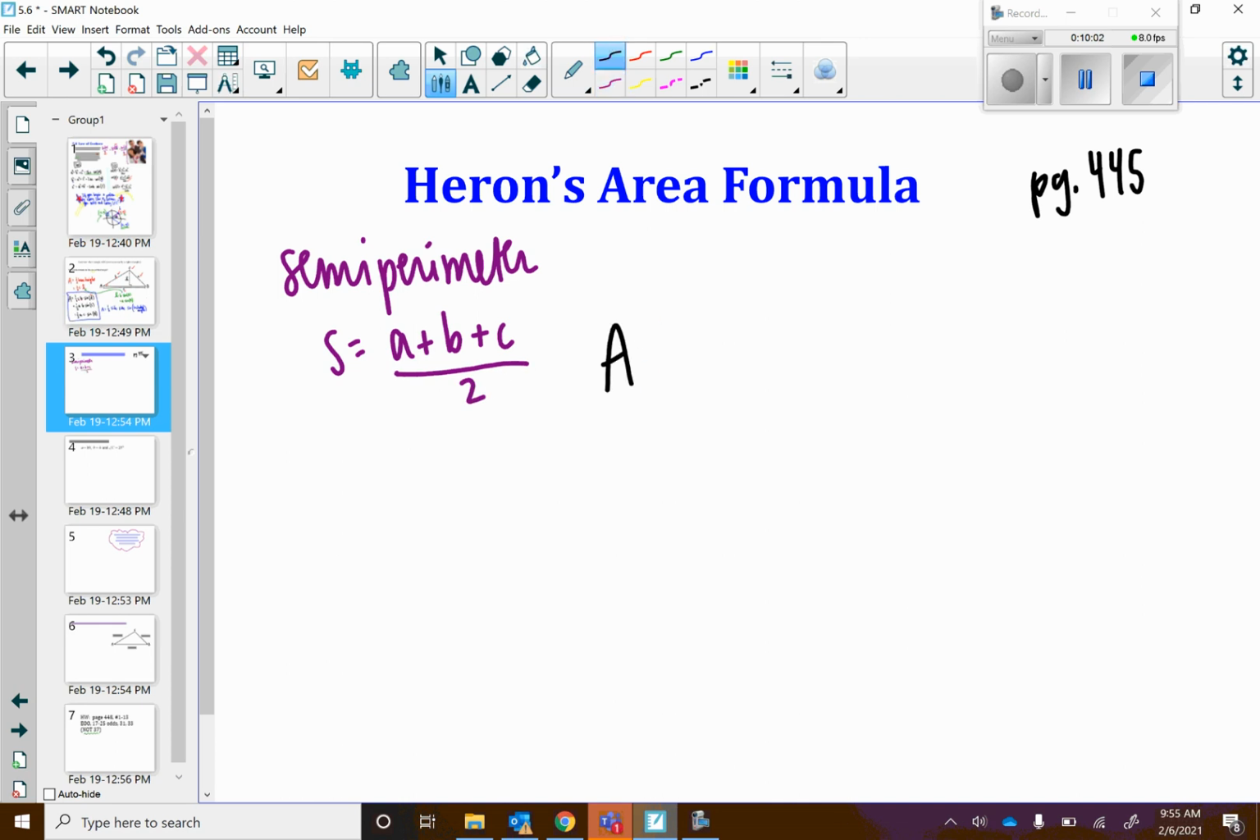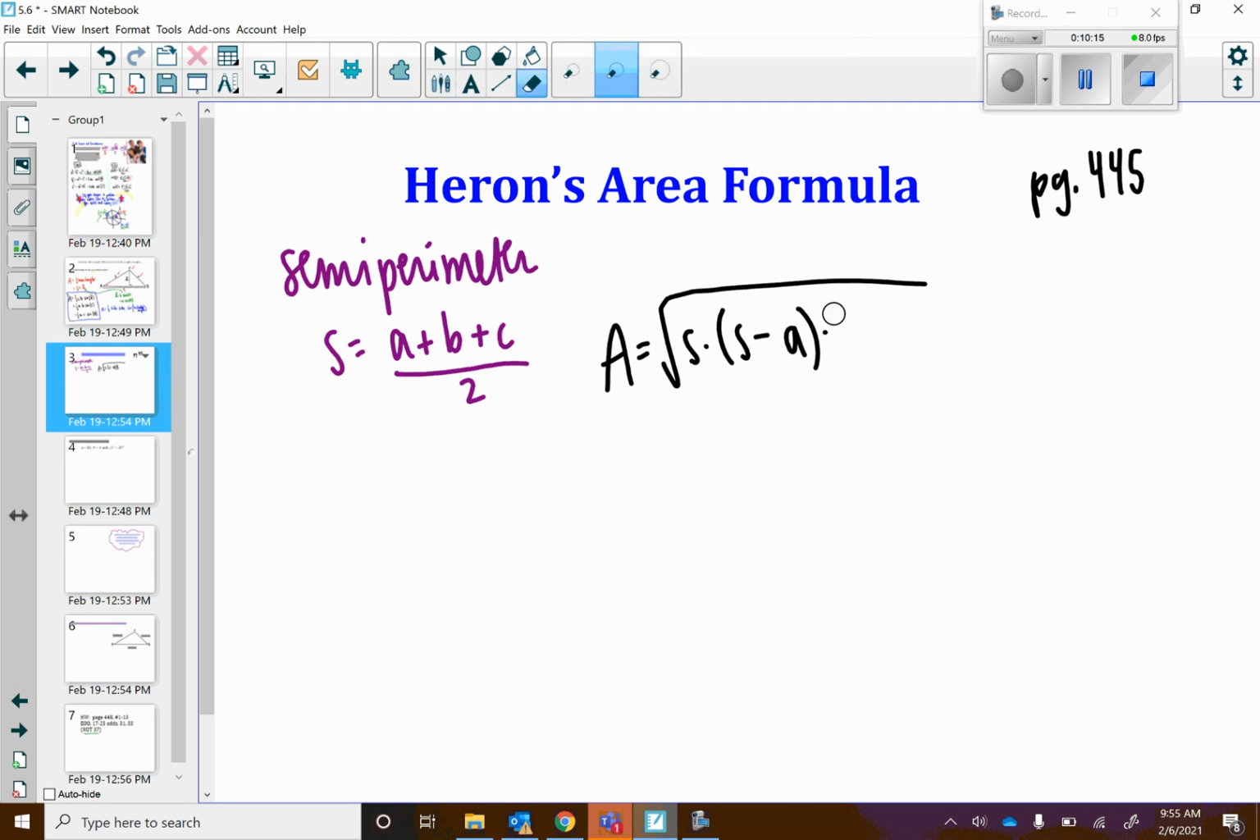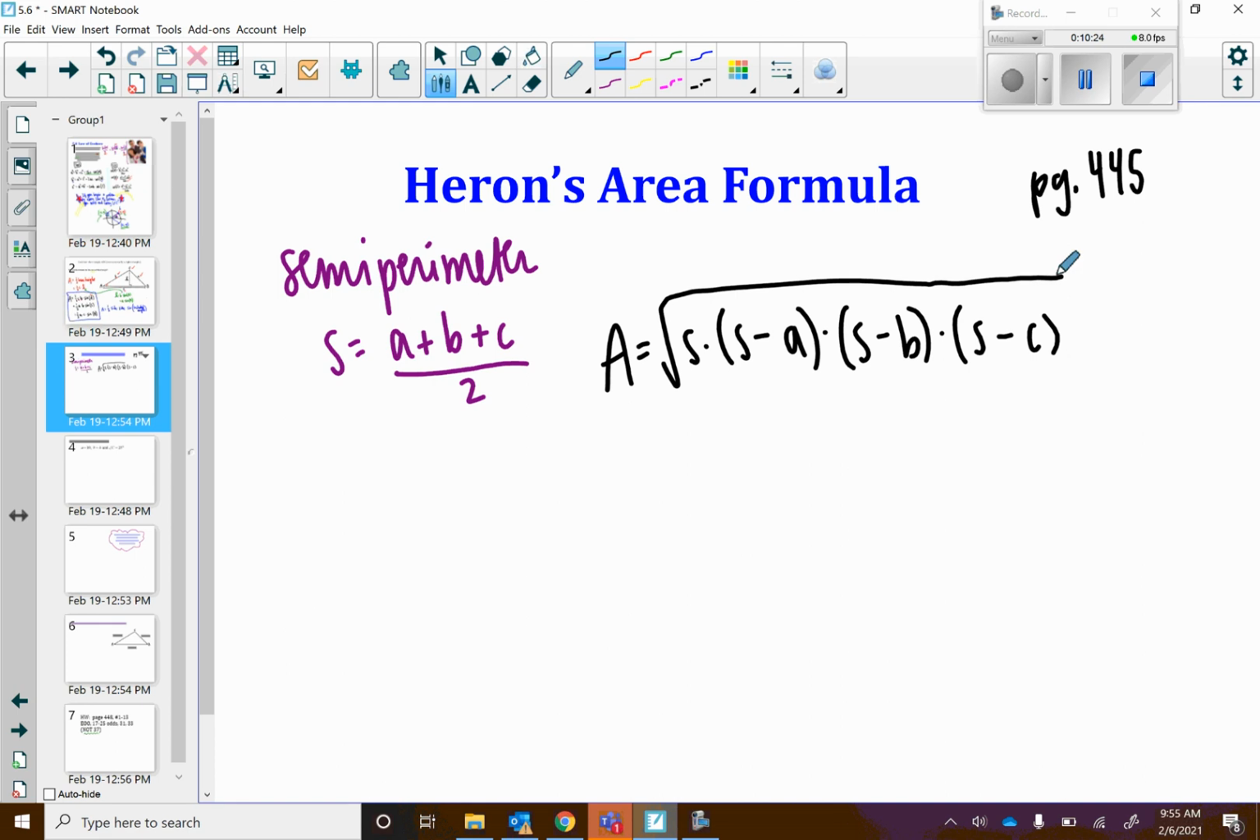We need that because I can find the area of a triangle by taking the square root of the semiperimeter times the semiperimeter minus side A times the semiperimeter minus side B times the semiperimeter minus side C. So this is just another formula for area.